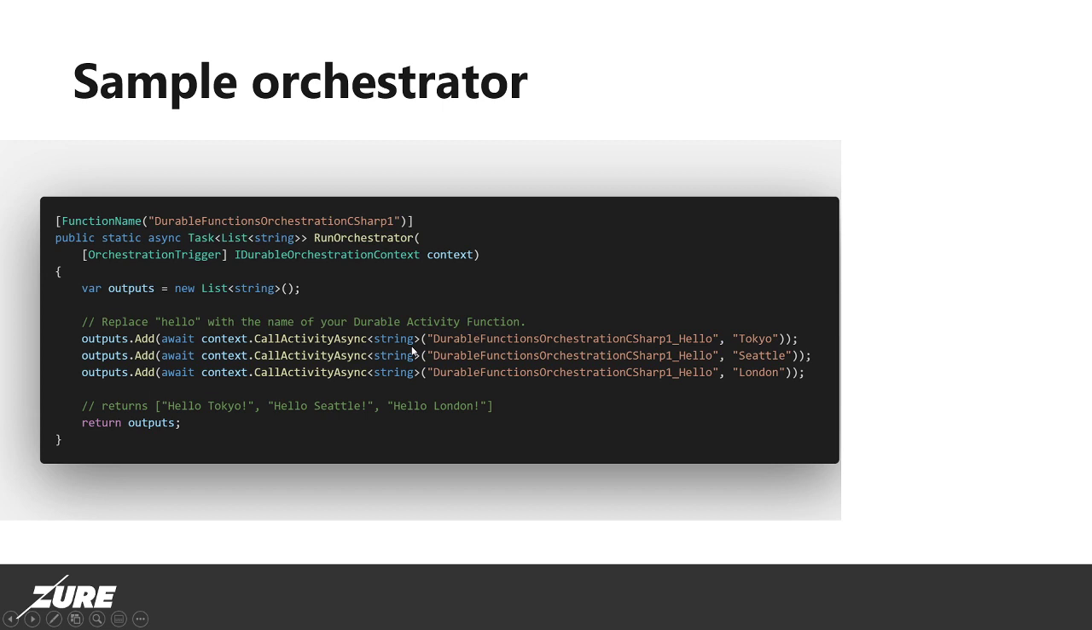Your activities and sub-orchestrators can return results, and they do not have to be primitive types. They can be any types. The first argument here is the activity function name, and the second one is the input to the activity function. And again, the input can be essentially any type. Once the activity function has completed, we put the result in the output list, and finally we return that as the result of this orchestrator.